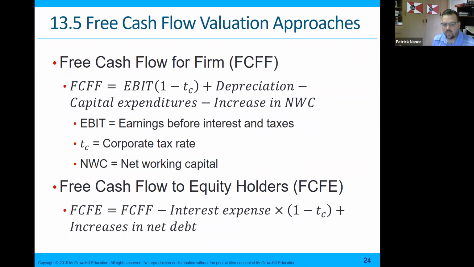Free cash flow to equity holders is the free cash flow for the firm, which we just figured out, minus interest expense times, again, 1 minus the corporate tax rate, plus the increase in net debt.